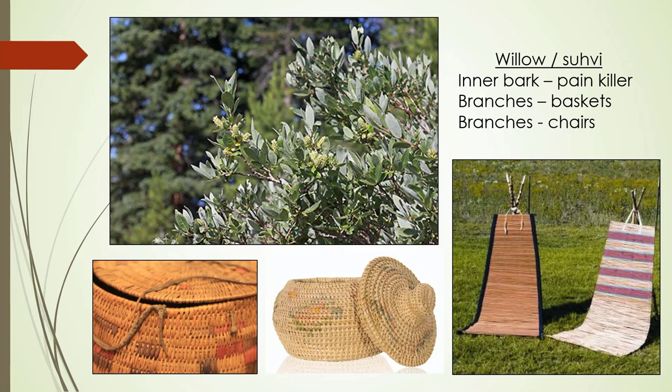So these are two beautiful Shoshone baskets made exclusively from willow. The structural part is our larger branches, and then the softer woven part I think may have been strips of the outside bark. But beautiful, beautiful basketry. And again, willow being part of the poplar family, the inner bark was an important painkiller.